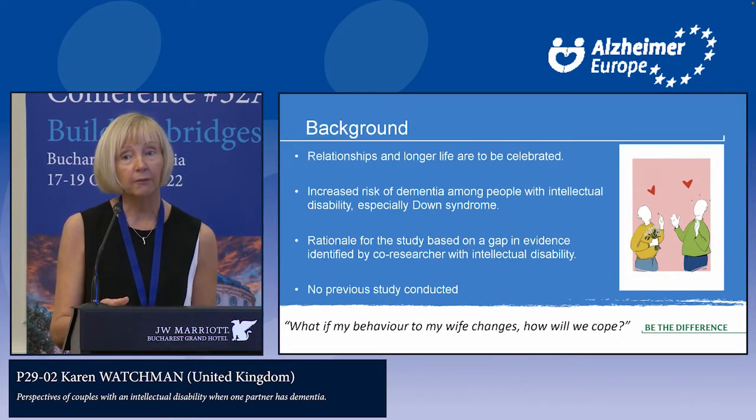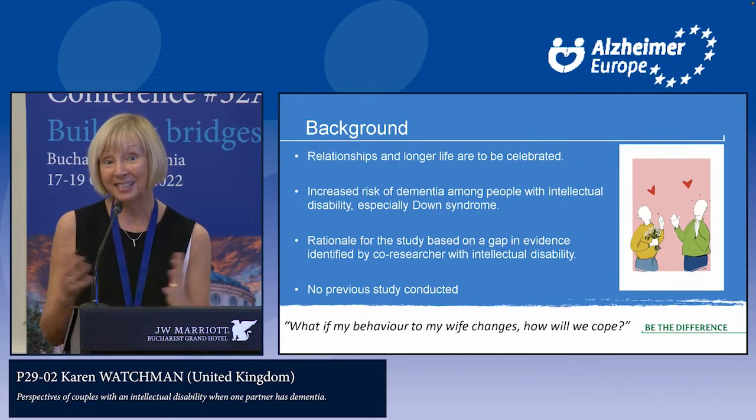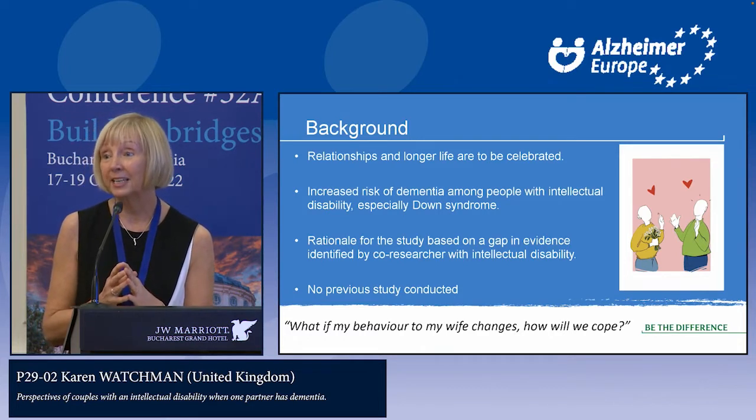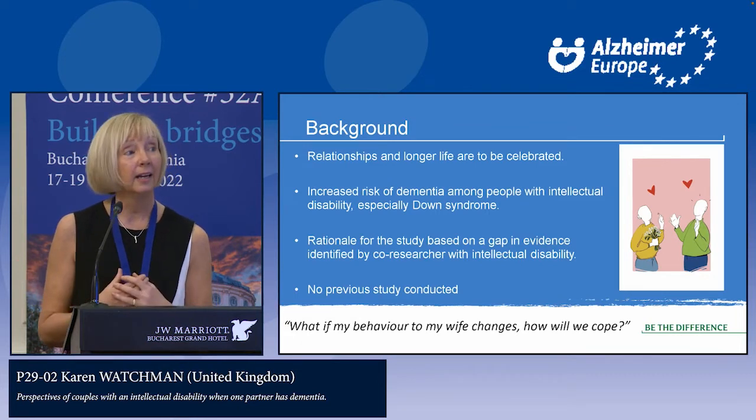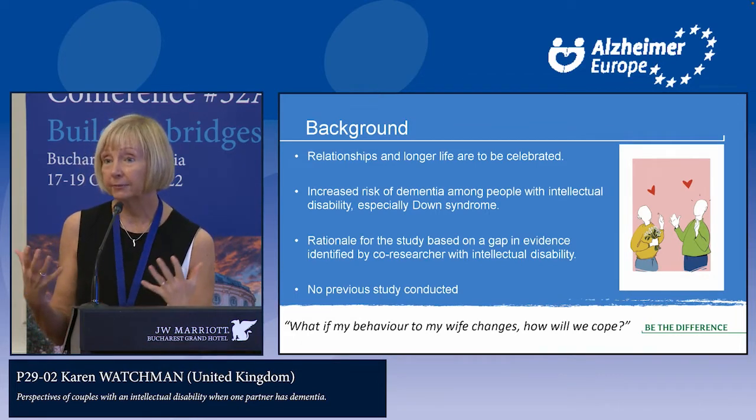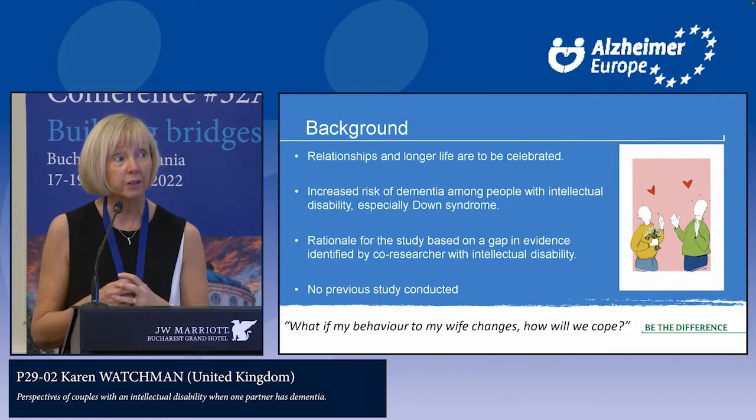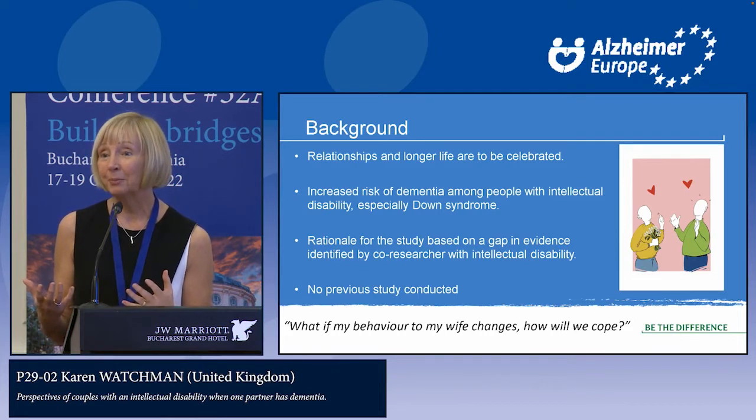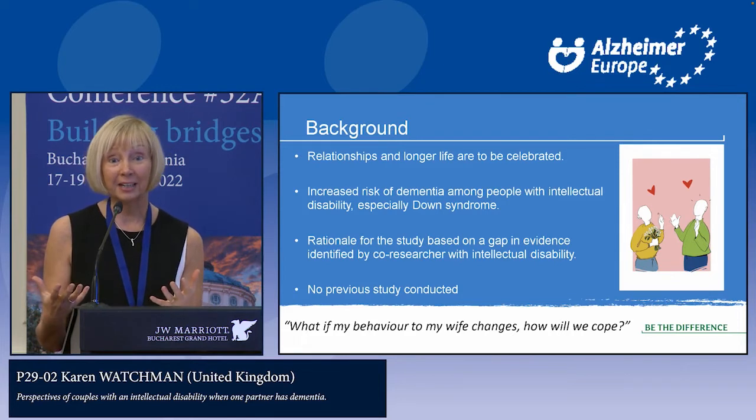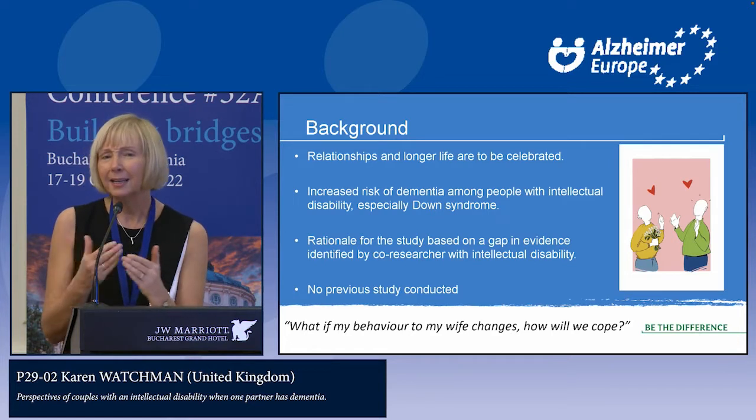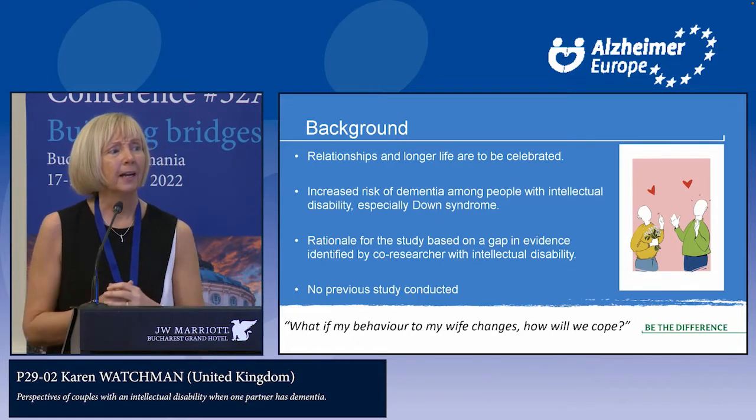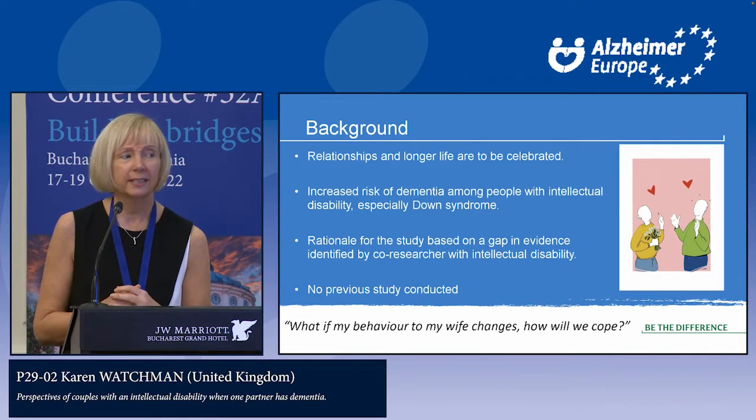And we know of the risk of increased dementia among people with intellectual disability, especially people with Down syndrome. We know the risk is much earlier and occurs in more people relative to the population of people with Down syndrome. But we also are celebrating the fact that people with intellectual disability are living longer. We're celebrating the fact that people are in relationships and getting married. So how does that tie together when we know of this increased risk as well?